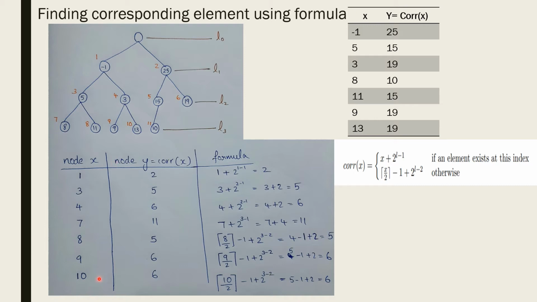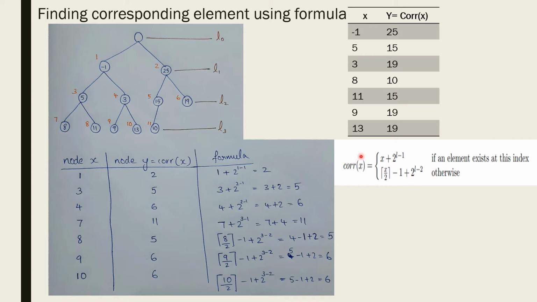Now to the 9th node. If you put the 9th node in the formula, 9 by 2 ceiling function minus 1 plus 2 raised to, that's also in level 3. So 2 raised to 3 minus 2, that's the formula. So that will be 5 minus 1 plus 2, that is again 6. And for the 10th node, you put in the formula again: 10 by 2 ceiling function minus 1 plus 2 power 3 minus 2. So 5 minus 1 plus 2, that is equal to 6. So hope you understood that.